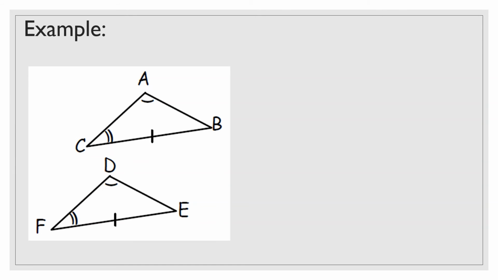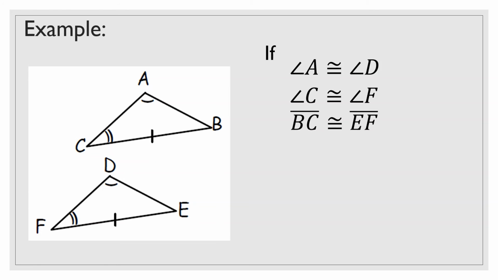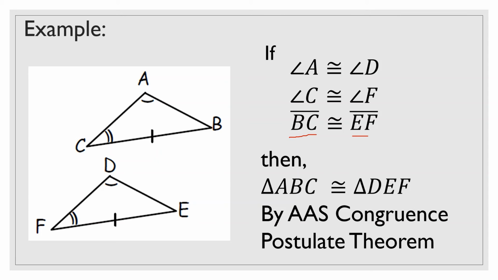So let us consider the given figure. With the tick marks and arcs, we can say that angle A is congruent to angle D. Then, angle C congruent to angle F, and side BC congruent to side EF. Remember that BC is the non-included side of the first triangle, and EF is also the non-included side. So we can now say that triangle ABC and triangle DEF are congruent by AAS congruence theorem.